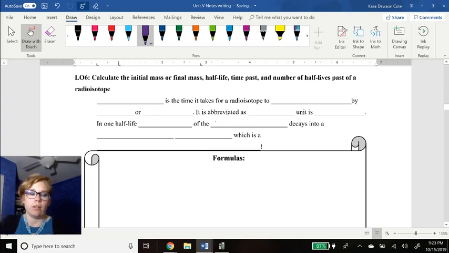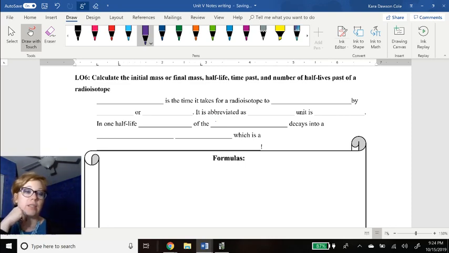All right, so we are on learning objective 6. This is still in chapter 17, and we are going to calculate the initial mass, final mass, half-life, time passed, or number of half-lives passed of a radioisotope. So this is all using the half-life equation.